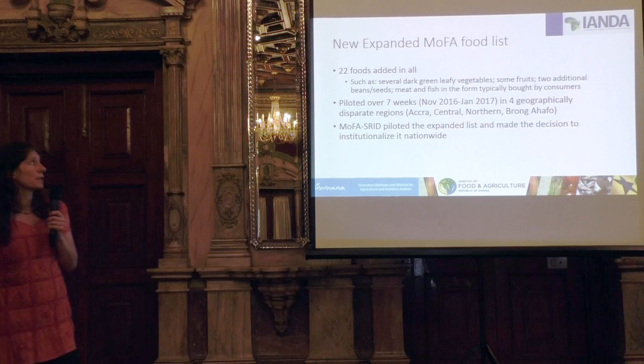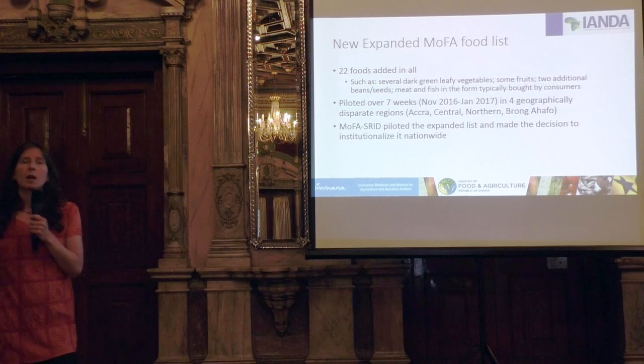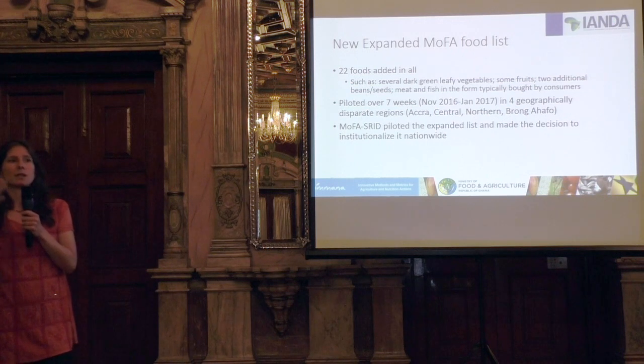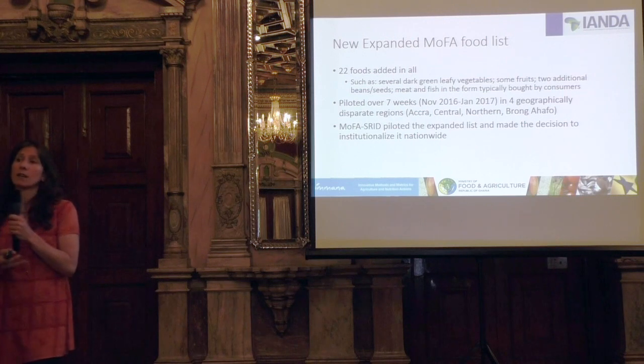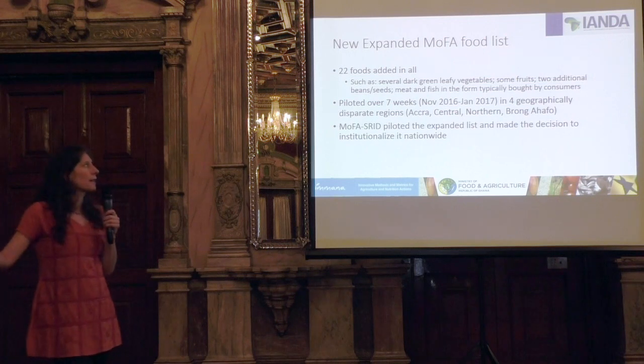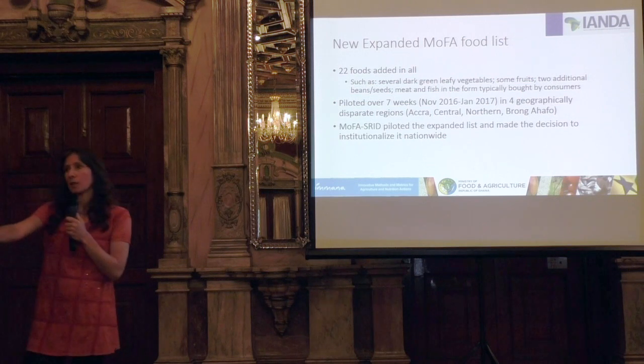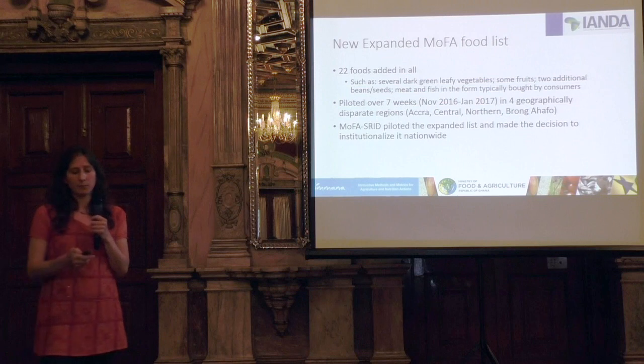And so a lot of them were dark green leafy vegetables, some fruits, additional beans and seeds, meat and fish in the form typically bought by consumers. So they had things like a whole goat or a live chicken, but they didn't have goat meat or chicken meat that people would consume, or fish even. A lot of people buy a whole fish, and they didn't have that on their survey. So we added those, and then we piloted the expanded list over 7 weeks in 4 geographically disparate regions, and it went fine, and they actually decided to institutionalize the expanded list nationwide.